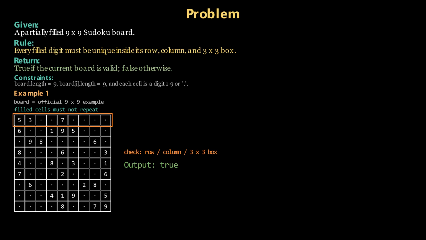The top row contains 5, 3, and 7, with no duplicate filled digit. Next, a column check. The first column also has no repeated filled digit. Finally, the top left 3 by 3 box has 5, 3, 6, 9, and 8, again with no duplicate. All visible checks obey the same rule across the board, so this example returns true.